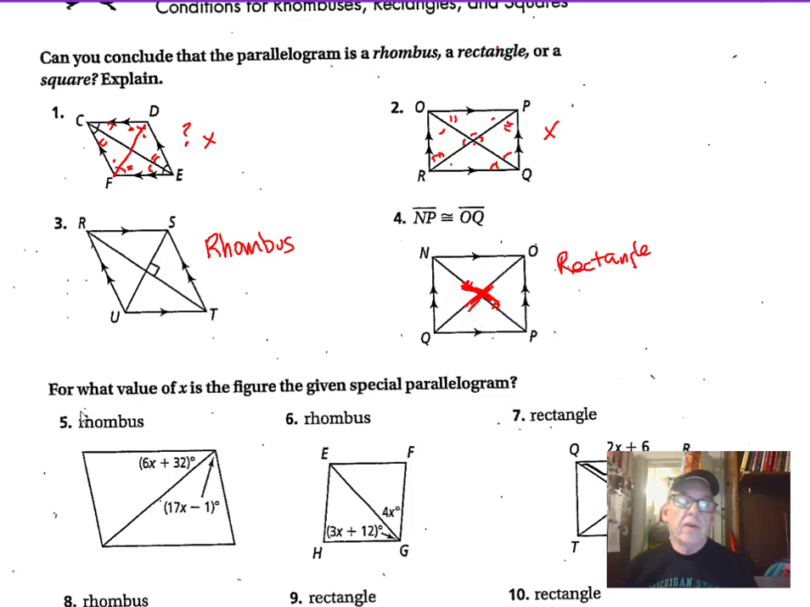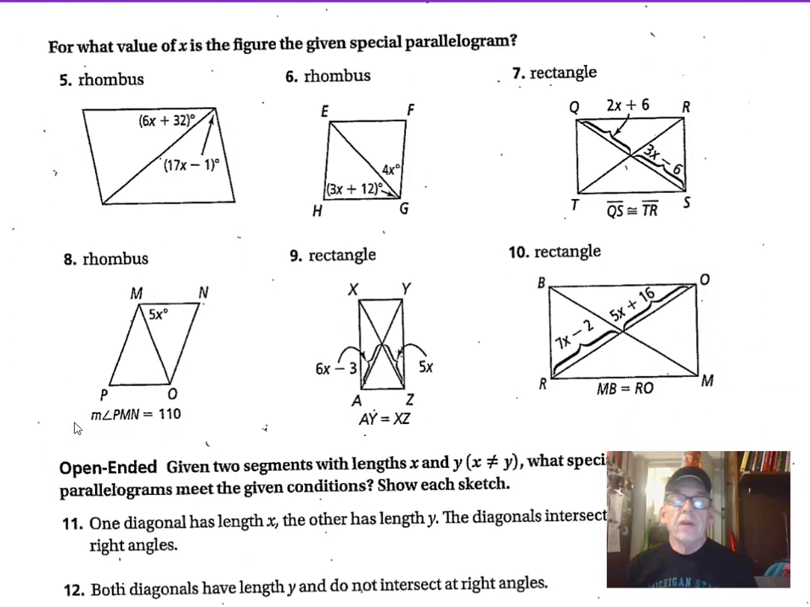Let's look at number 5. For what value of x is the figure a special parallelogram? So they want number 5 to be a rhombus. If it was a rhombus, this diagonal would bisect these two angles. So I can set these two equal to each other and find the x that would make it so. So we have 6x plus 32 equals 17x minus 1.